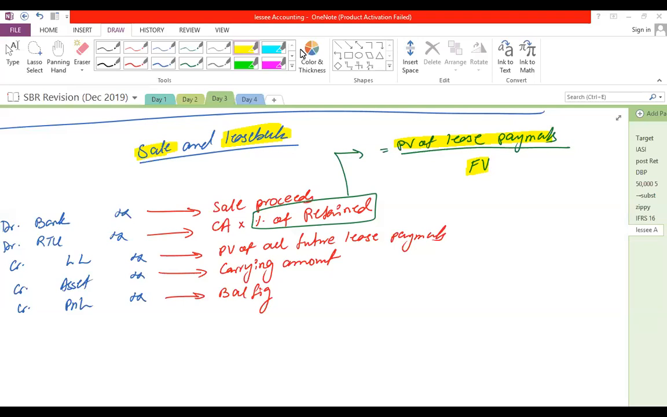Okay, so we were discussing that whatever percentage we are paying, the amount that we have paid divided by the fair value is actually the percentage of the asset that we have retained. So that's the simple method of calculating the value. So any confusion on this?